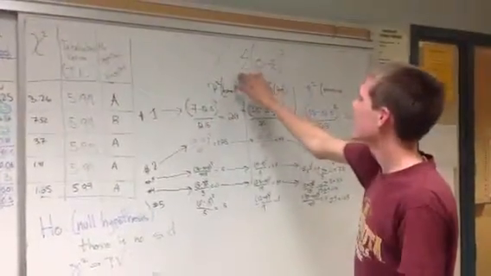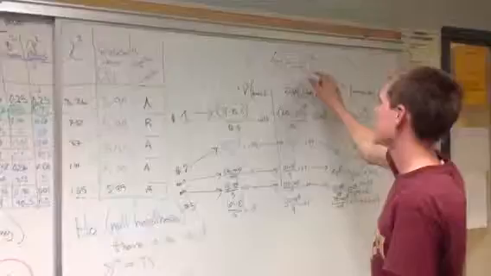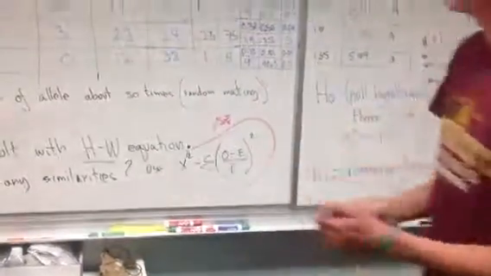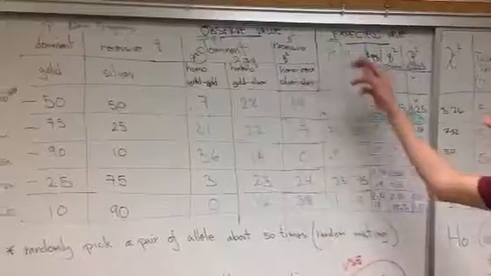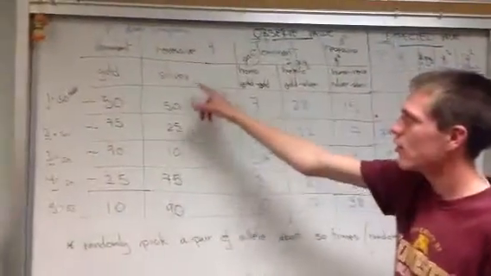This is your chi-square equation, which is actually there. Look at that, there's something missing in there at the bottom. Right here. Okay. And then what we're trying to prove is whether or not our 50-50 gold and silver.